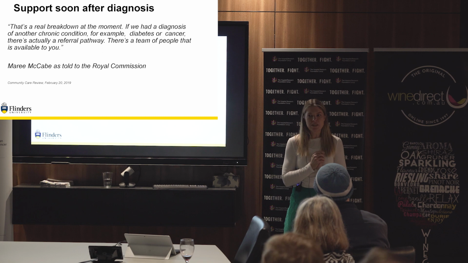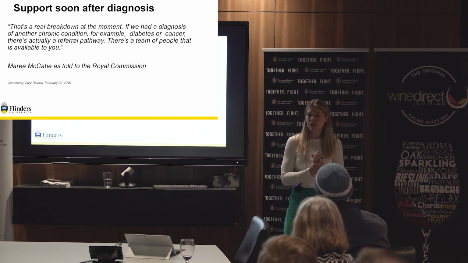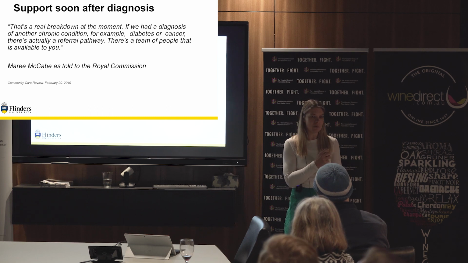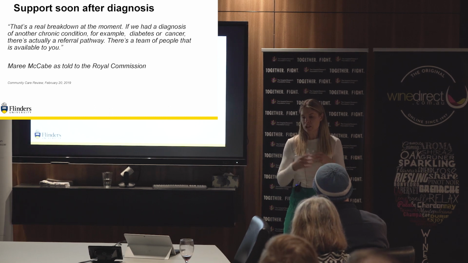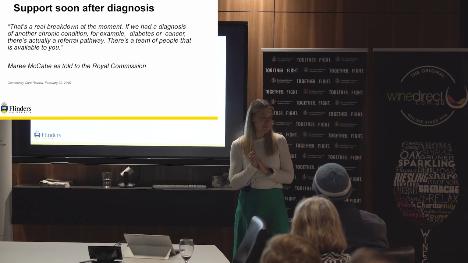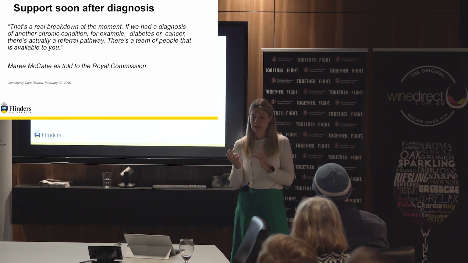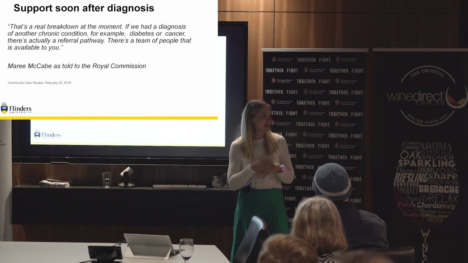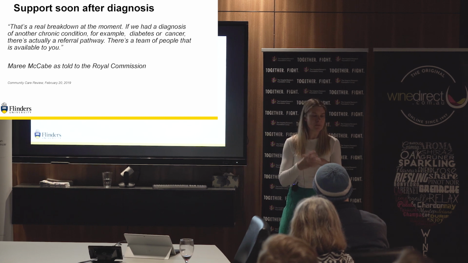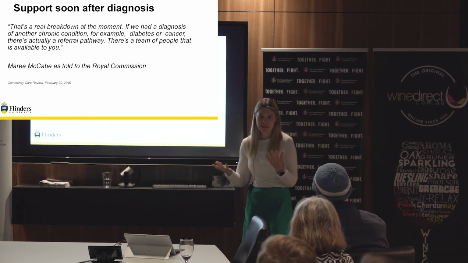But that's different to many other conditions. If you were diagnosed with cancer, you'd be provided with support. If you'd had a stroke, you'd get support. If you were diagnosed with other conditions, you'd get a lot more intervention. Marie McCabe, who's the head of Dementia Australia, told the Royal Commission that there's a real breakdown. If we had a diagnosis with another chronic condition, there's a referral pathway. There's a team of people that are available to you. Whereas people with dementia say that they feel like they're just left.